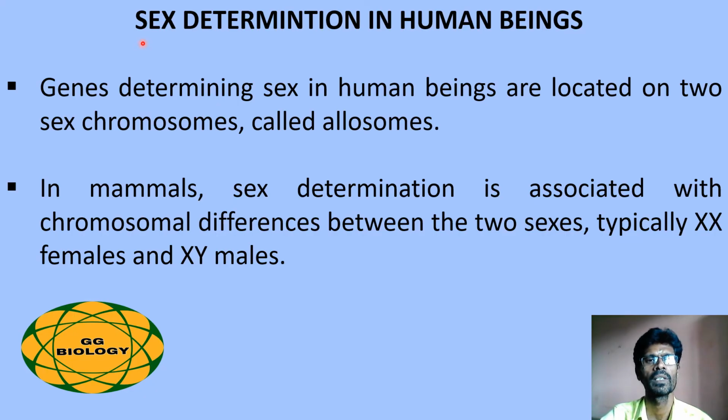The next aspect is sex determination in human beings. Genes determining sex in human beings are located on two sex chromosomes, namely the allosomes. Even in human beings, the females happen to be homogametic by having X and X chromosomes, whereas the males happen to be heterogametic by having X and Y chromosomes.